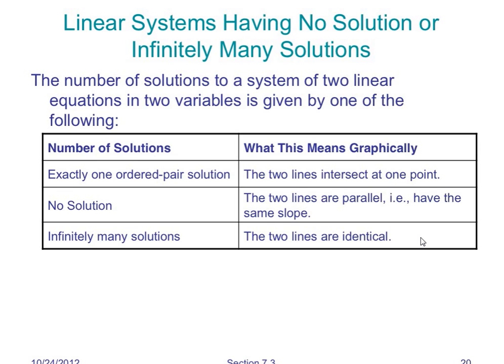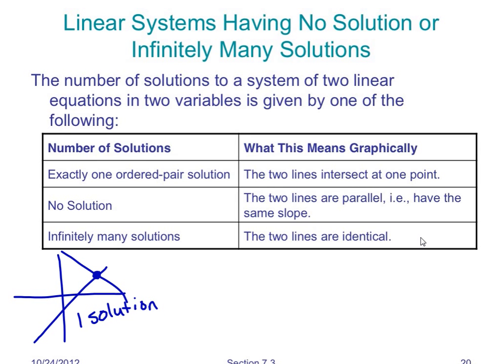The number of solutions to a system of 2 linear equations and 2 variables is given by one of the following. Before I go over this table, what I want to do is show you a graph of the way 2 lines can intersect. So let's suppose I have 2 lines and they cross right here. So they cross in one point. They have one solution.